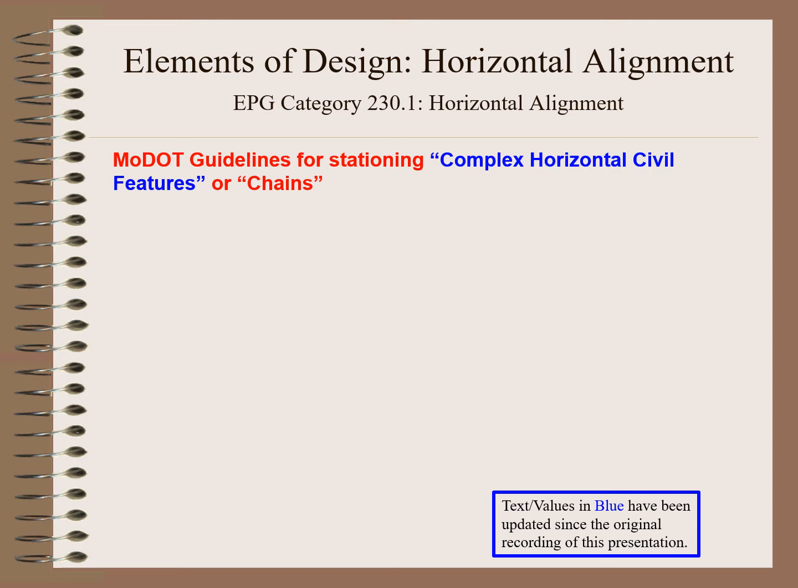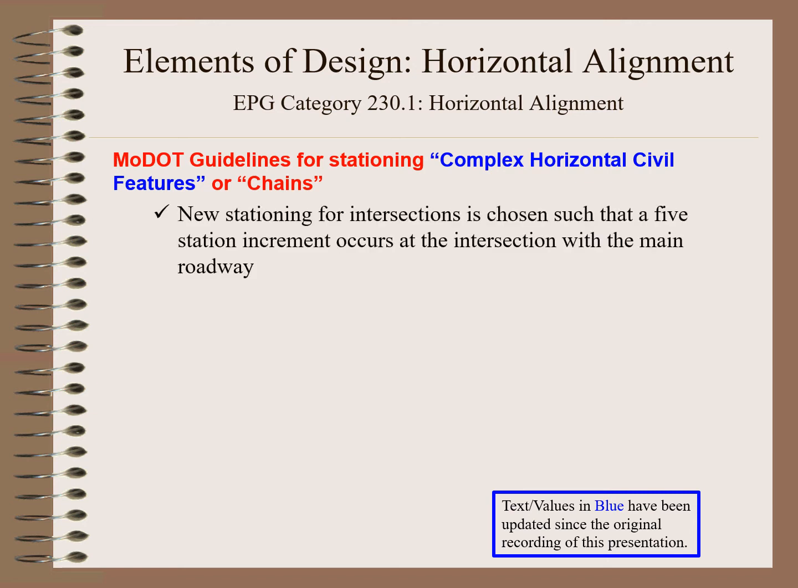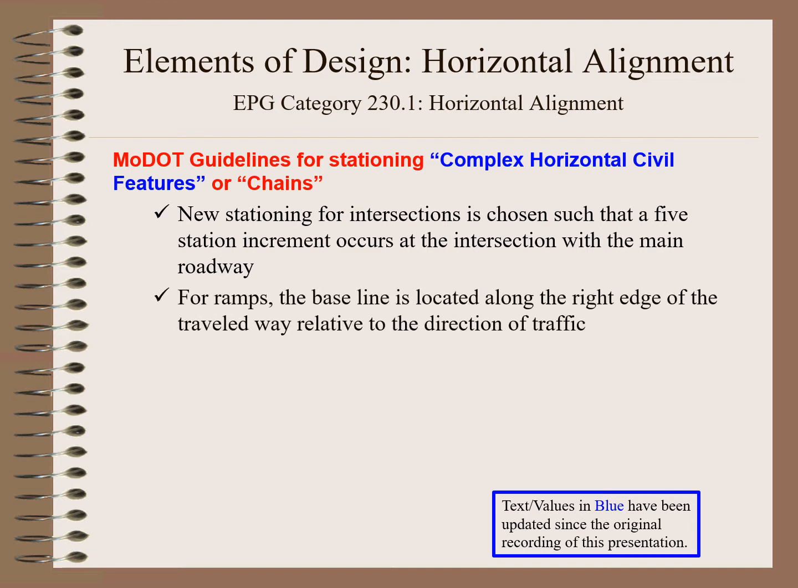More guidelines for stationing chains. The new stationing for intersections is chosen such that a 5-station increment occurs at the intersection with the main roadway. For ramps, the baseline is located along the right edge of the travelway relative to the direction of traffic.